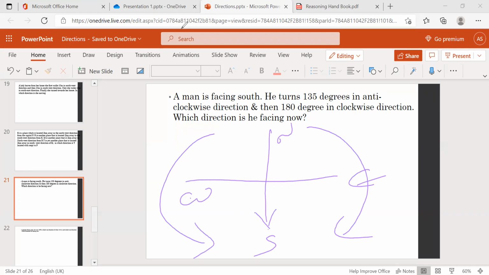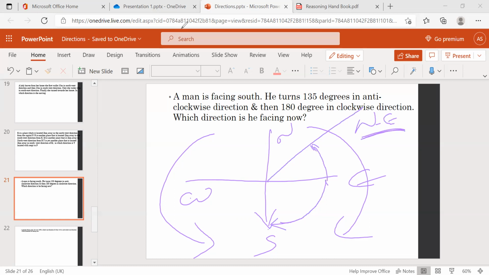So 135 degrees in anti-clockwise direction. From here, he's turning like this. This is 90 degrees, and then 135 degrees on this side. So this is nothing but northeast, 135 degrees from south. Towards the 135 degrees from south, anti-clockwise, it's nothing but northeast. Northeast. And from here, then 180 degrees in clockwise direction.